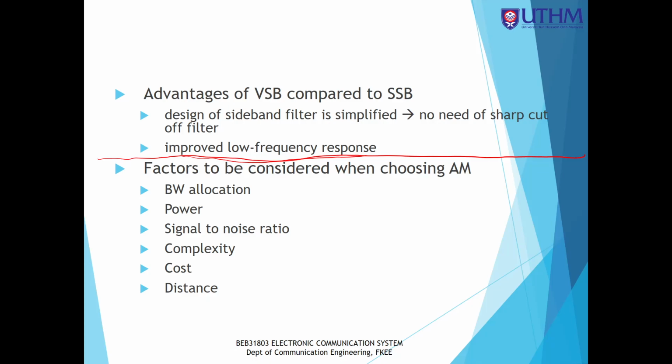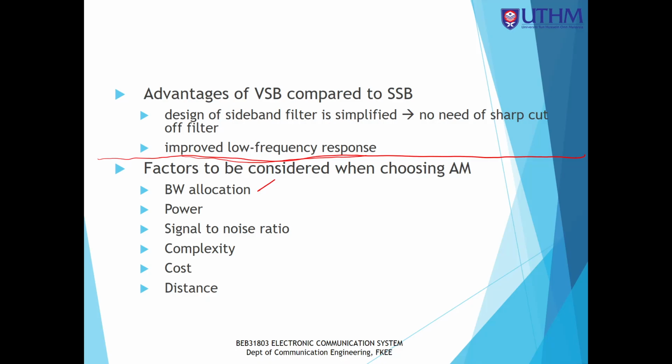When we want to choose the type of AM modulation scheme, we can choose based on a few factors. The first one is the bandwidth allocation. If the application needs smaller bandwidth, that means we need to choose single sideband. We cannot choose double sideband full carrier.